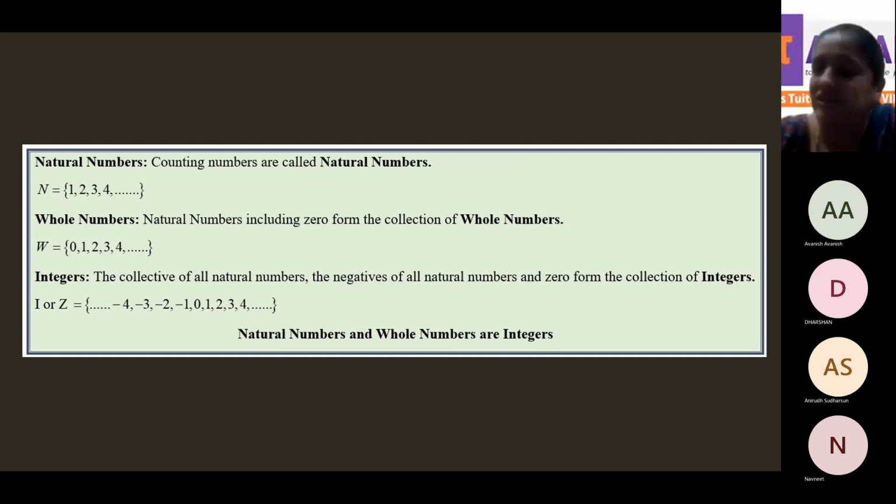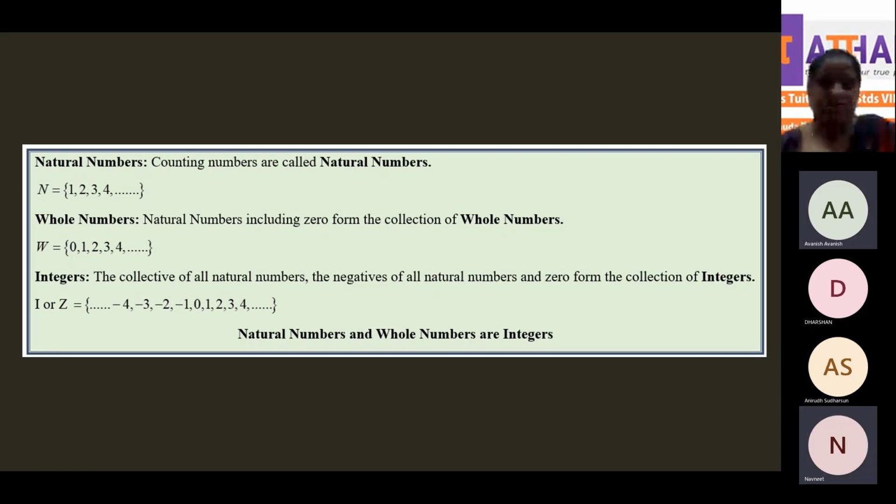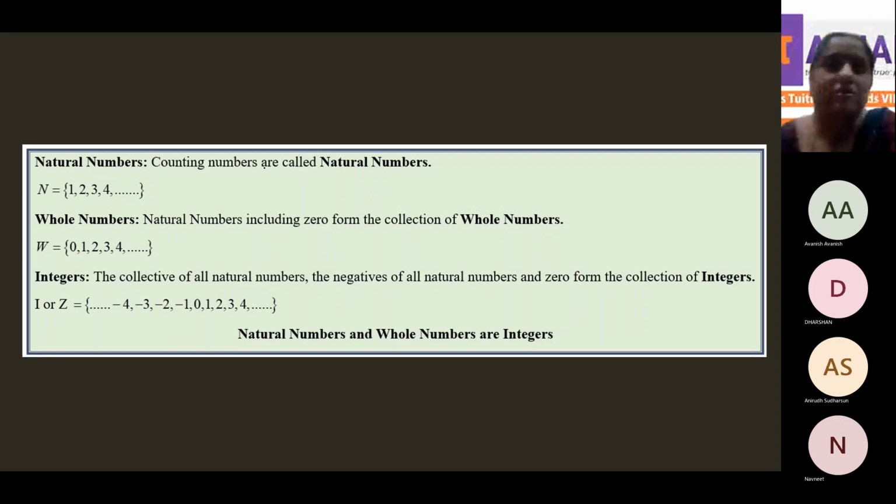Integers is the first chapter in your NCERT math textbook, and that's the chapter we are going to get started with for 7th standard. Is my presentation visible? I've shared my presentation. Is it visible? Yes, ma'am.